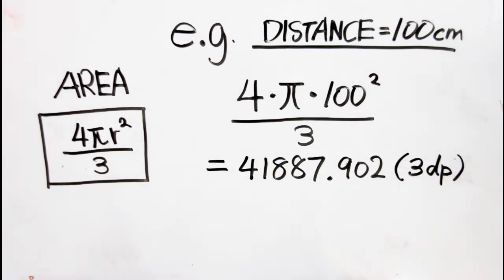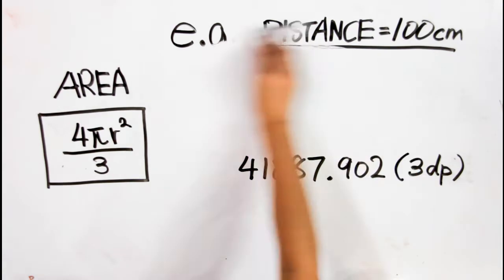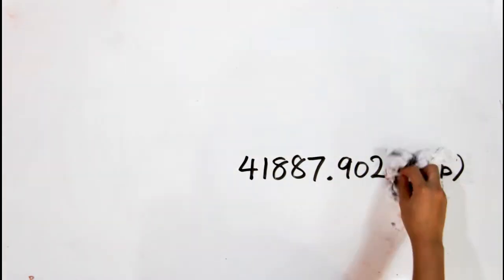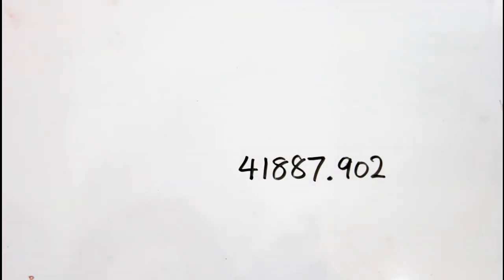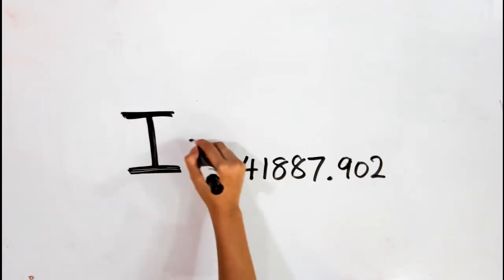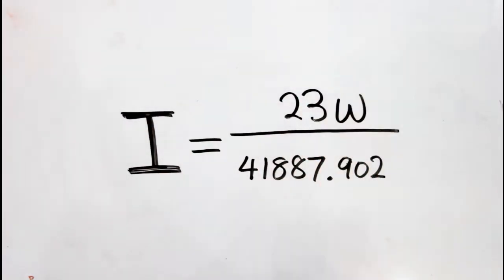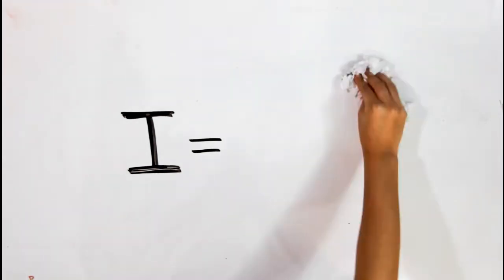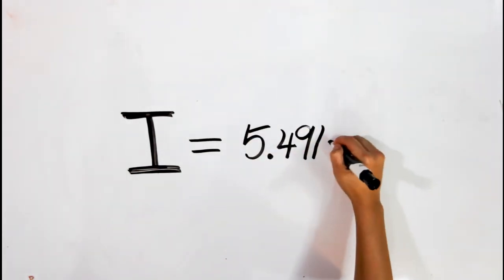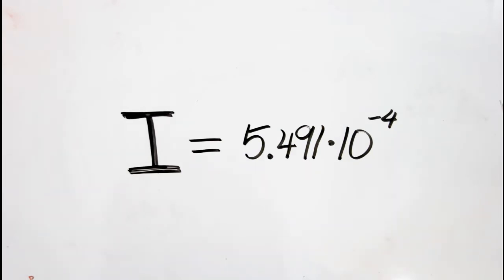And if we apply this to the formula of intensity, we get I, which is intensity, equals 23 watts. 23 watts is basically the power which the light bulb gives off over the result that we just calculated, which is 41,887.902. And that gives us a value of 5.491 times 10 to the power negative 4 watts per cm squared.